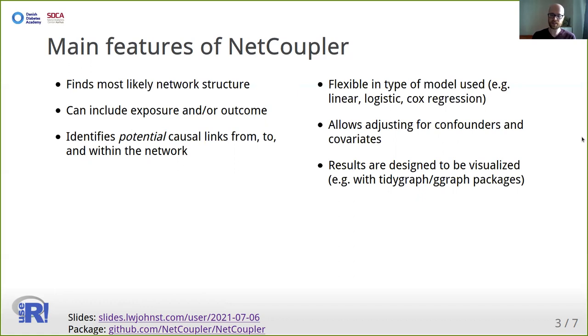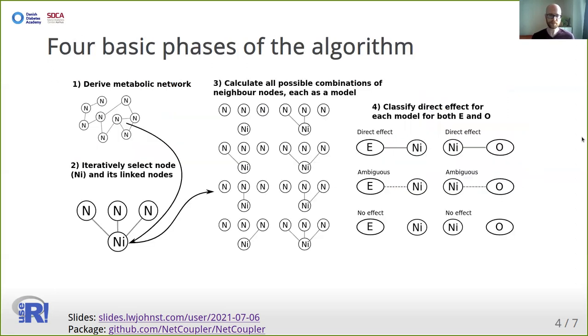Now, NetCoupler is designed to work with network graphs. So the results are designed to be also visualized like that. So for instance, through tidygraph or ggraph packages. So there are four basic phases of the NetCoupler algorithm. The first phase is to derive the underlying metabolic network structure.